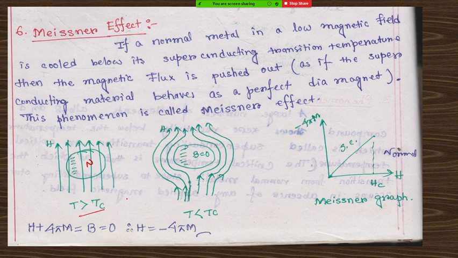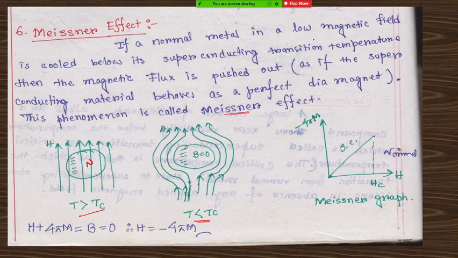But in the superconducting state, that is, when the temperature is below the critical temperature, the magnetic field within the superconductor is zero. That's why the field lines are bent out. Okay, this phenomenon is the Meissner effect. This was first observed by the scientist Meissner.